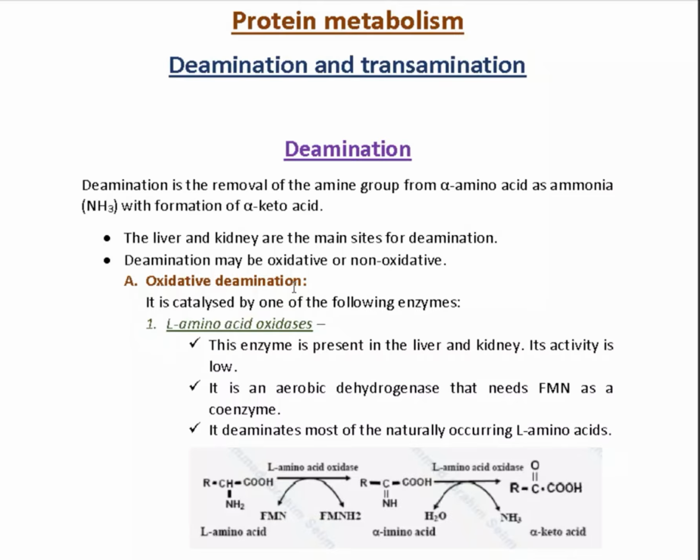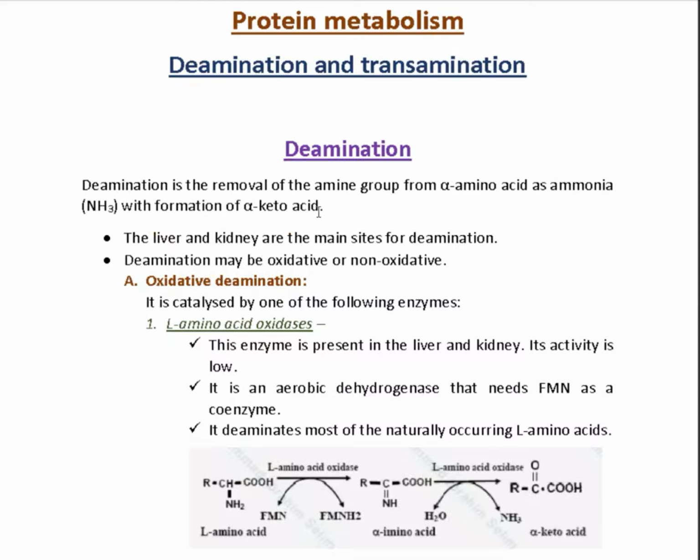Now let's understand protein metabolism. Actually, protein metabolism involves deamination and transamination. What is the meaning of deamination? Deamination is the removal of the amine group from alpha amino acids as ammonia, with the formation of alpha keto acids. That means amino acids will be converted to keto acids.